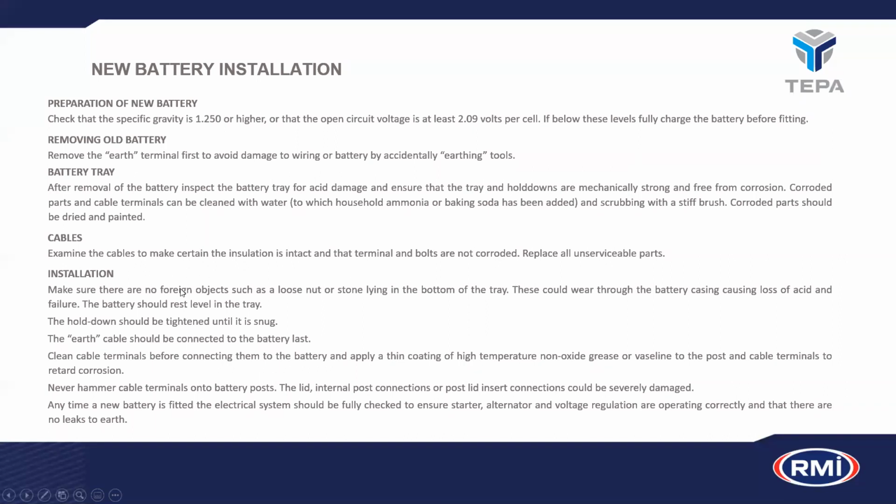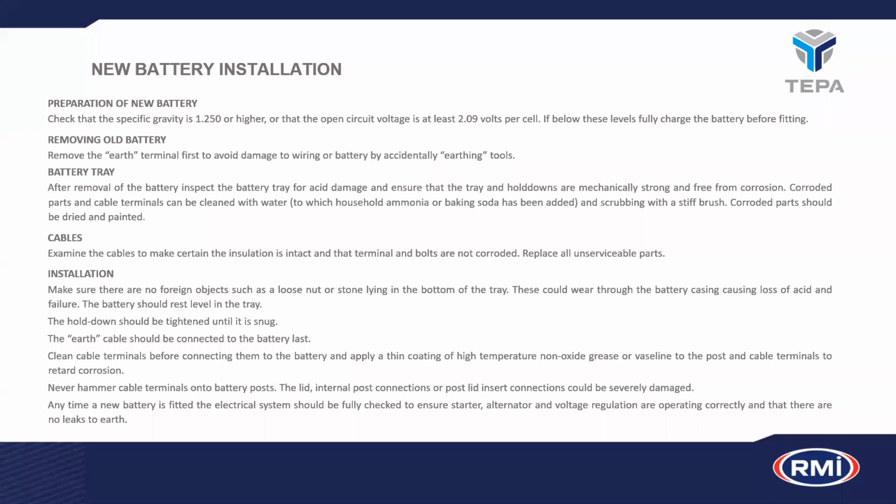as serviceable items. And then the installation, the earth cable should be connected to the battery last, and make sure that you fit the hold-down that keeps the battery in the vehicle. It must be snug. It does not have to be tightened to the point where it cracks the casing of the battery, because that's completely unnecessary. It must merely snug the battery down into the battery tray in the vehicle.